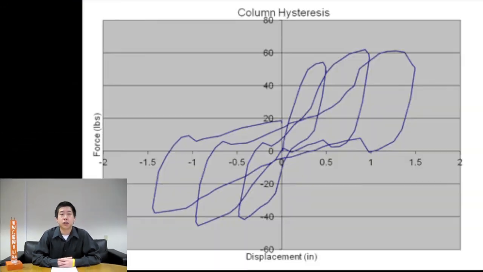As for our results, our column was able to displace 1.5 inches without failing. And looking at our hysteresis plot, the forces at this displacement were 49.99 pounds and 34.5 pounds, which means our average was 42.25 pounds. The overall performance of the column was in the expected region.